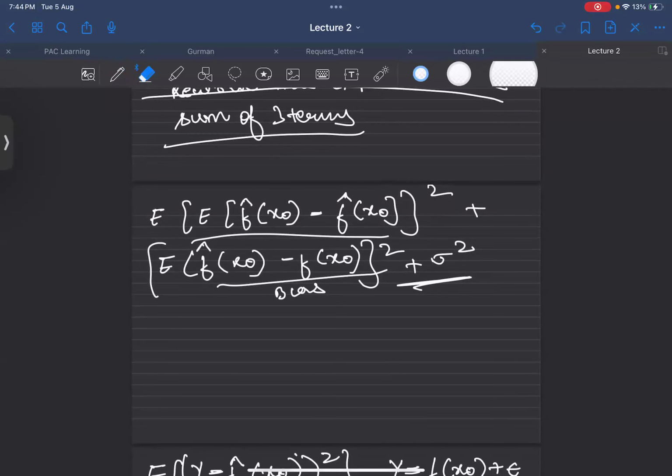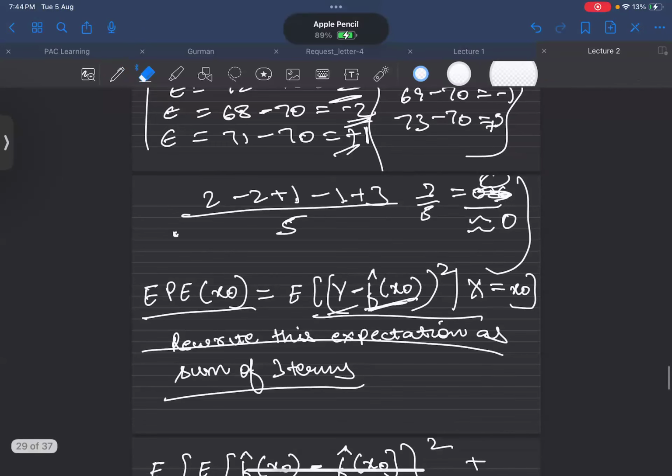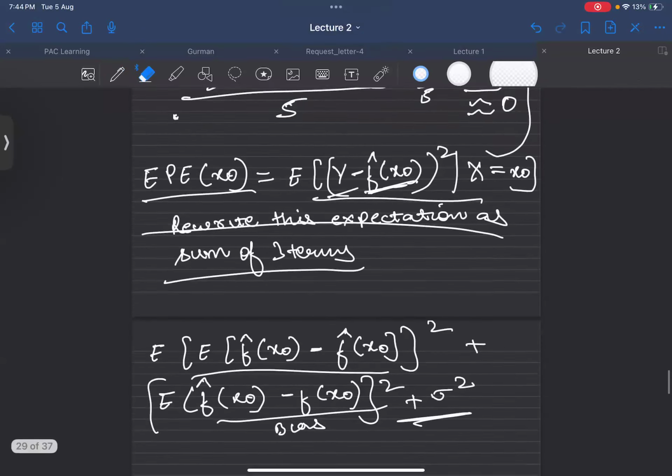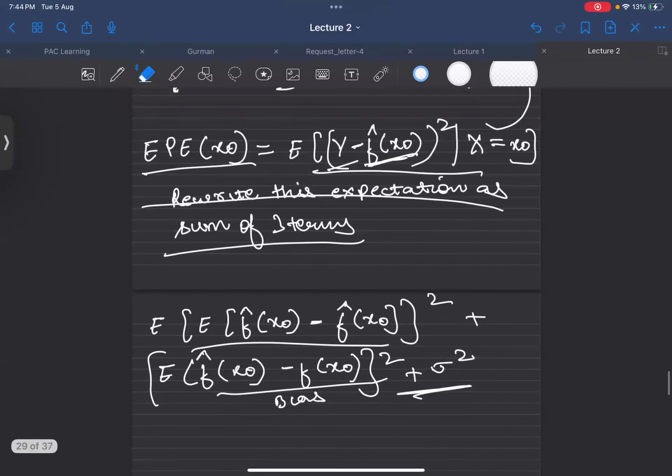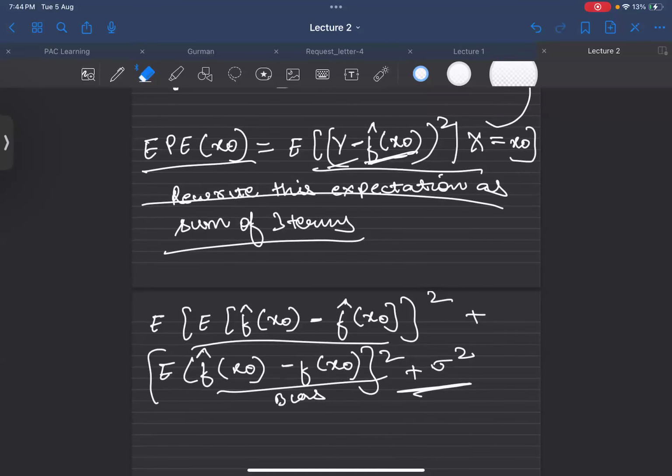Should we again go to the derivation once, or is it clear? I don't want you to just cram the steps. I want you to understand how this is coming, how we jump from this step to this step. Is it clear, or should I move again?